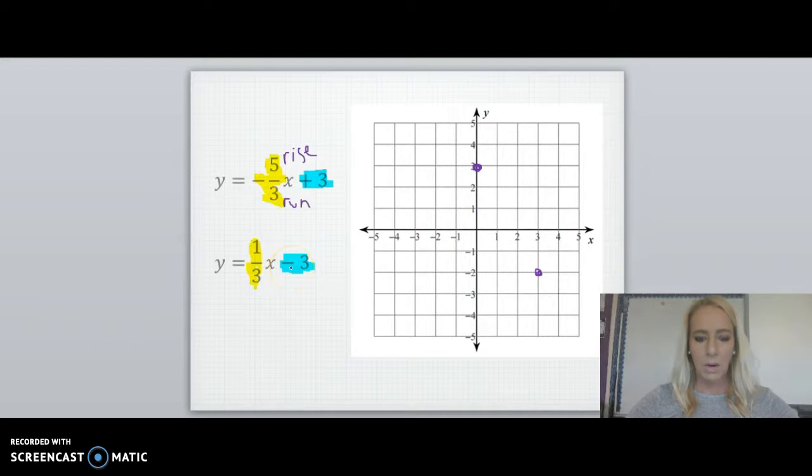Let's look at our second equation. My y-intercept is negative 3. So this line crosses the y-axis at negative 3. And I'm going to use slope to determine where my next point might be. So I'm going to rise positive 1 and run positive 3. 1, 2, 3.